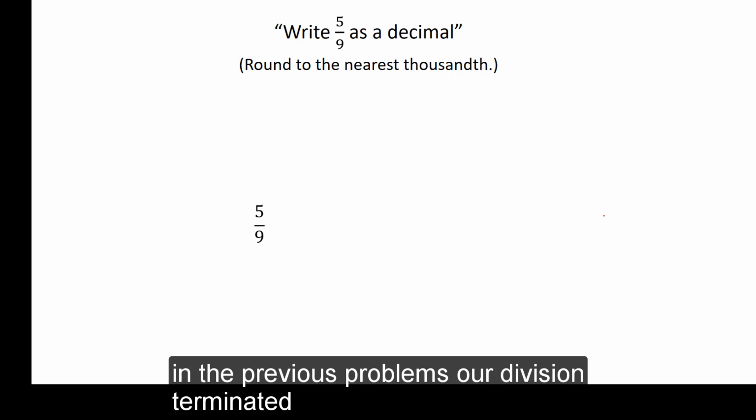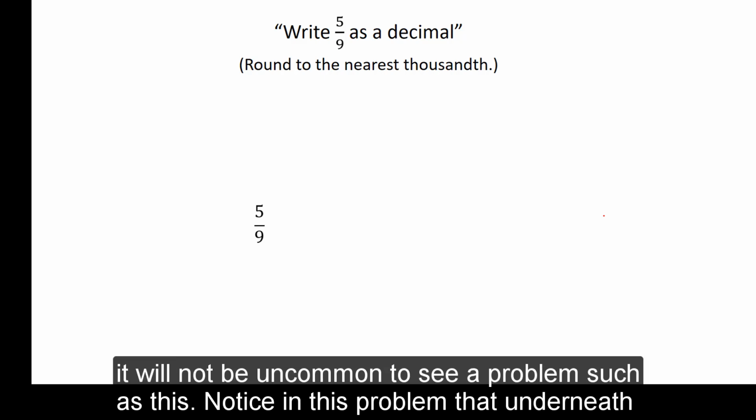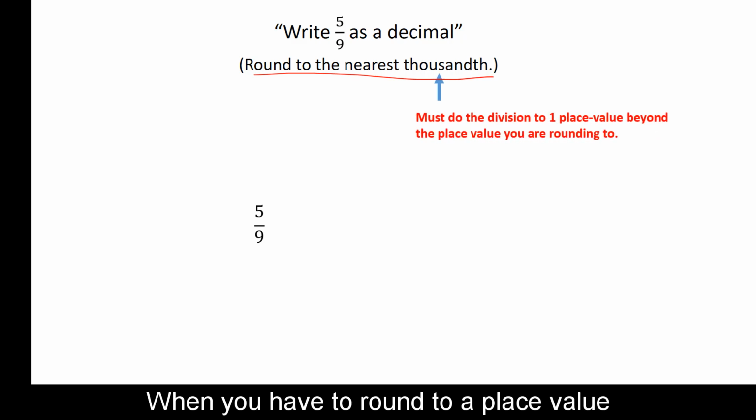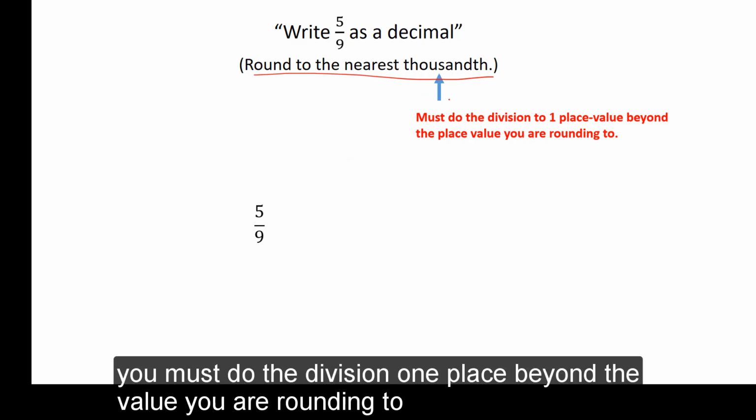In the previous problems, our division terminated. In other words, we ultimately had no remainder left over. It will not be uncommon that you'll see a problem such as this, and it's very important that you notice that in this problem, underneath where you're going to write your answer, it's going to tell you to round to some place value. This is very important in how you carry out your division. Okay, so what you want to make sure you understand is when you have to round to a place value, you must do the division one place beyond the value you're rounding to.